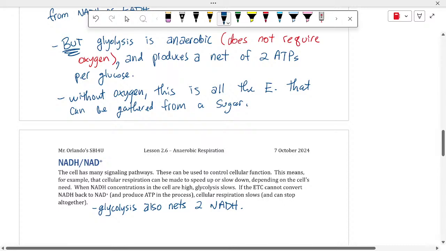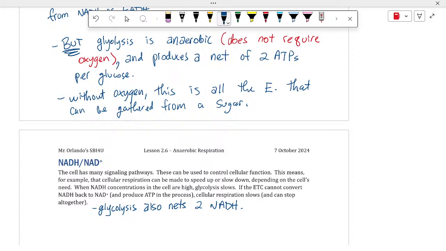Now, normally you would think that getting NADH out of glycolysis would be another advantage, but of course, what's the only way the cell can use NADH? It has to turn its energy into ATP, and where does that happen? At the electron transport chain, and what does that require? Oxygen. But it gets worse.